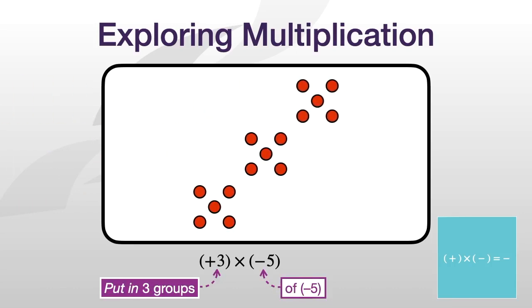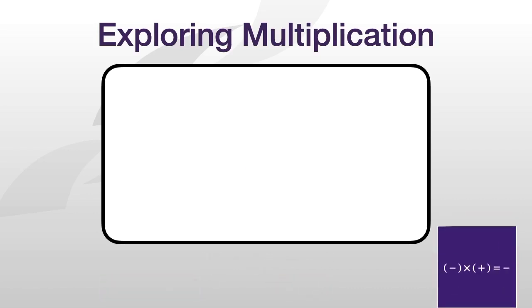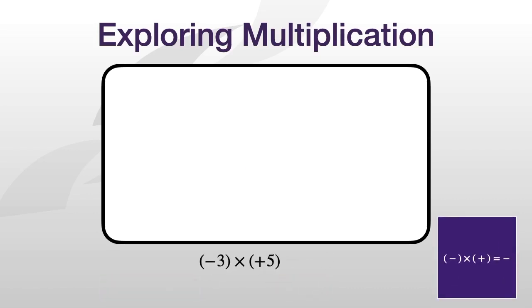The 15 red counters in the rectangle represent negative 15, illustrating that the product of a positive and a negative integer is negative. What about negative 3 times positive 5? We can think of negative 3 as subtracting or withdrawing 3 groups. Positive 5 tells us what's in each group, 5 yellow counters.